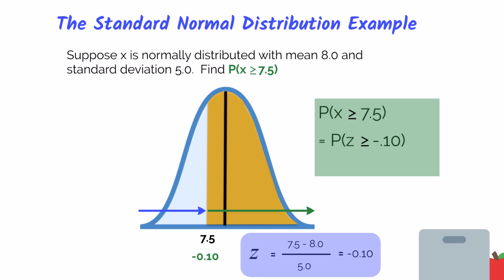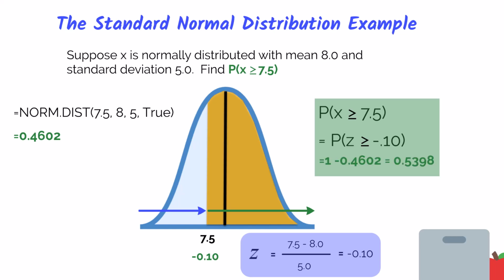So it's going to tell us about the area from the left to 7.5, shown here by the blue arrow. However, that's not the area that we're interested in. We're interested in the area to the right. So we'll have to apply the complement rule that we learned about in chapter 4. First, let's find this area using equals norm.dist, the x value of 7.5, the mean of 8, the standard deviation of 5, and then type in true, and we get 0.4602. That gives us the probability for the area to the left of the yellow shaded area.